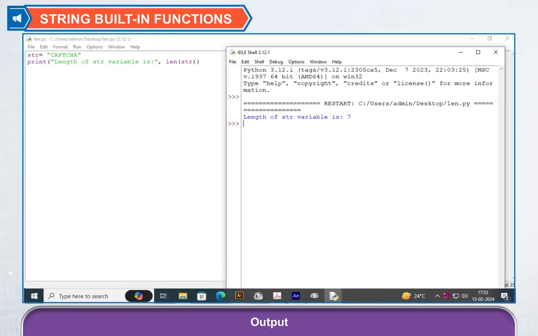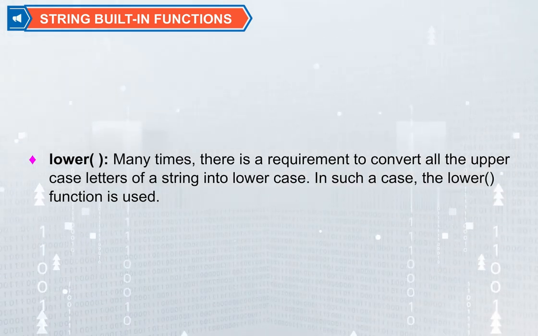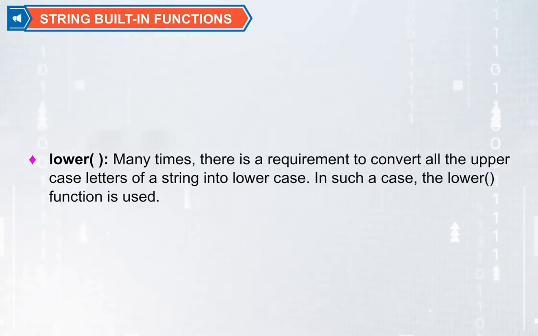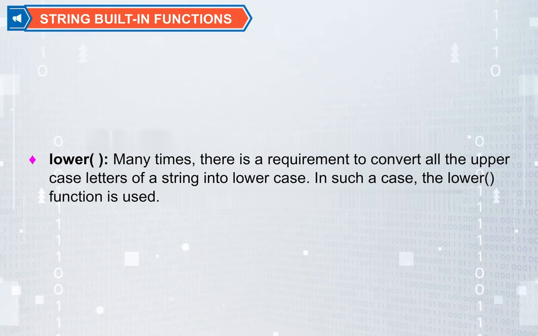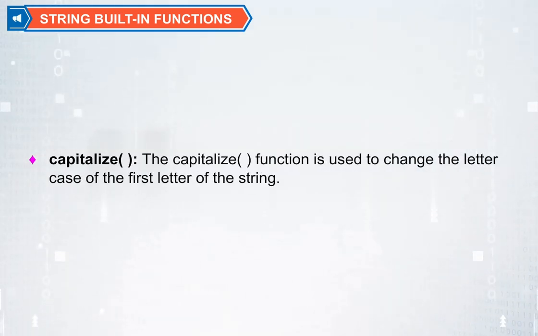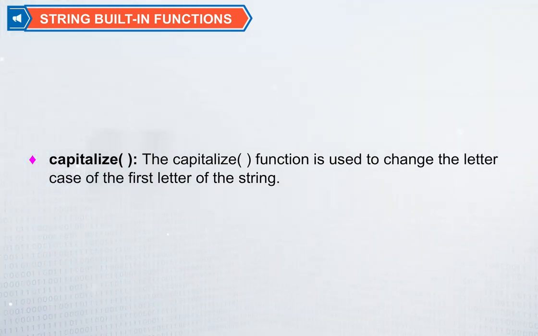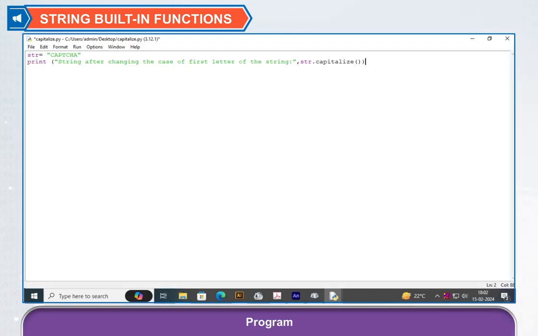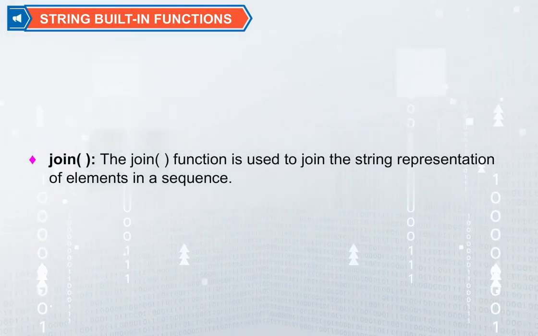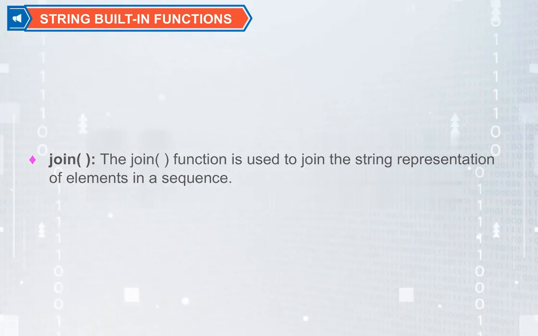Program. Output. Lower. Many times there is a requirement to convert all the uppercase letters of a string into lowercase. In such a case, the lower function is used. Program. Output. Capitalize. The capitalize function is used to change the letter case of the first letter of the string. Program. Output. Join. The join function is used to join the string representation of elements in a sequence.